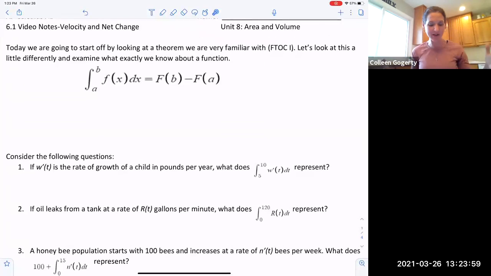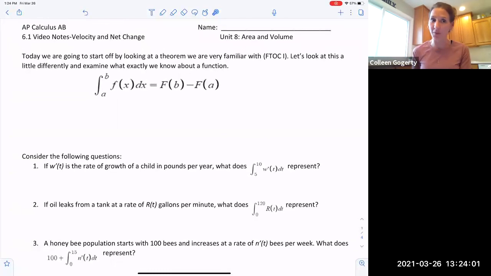Okay, so today we're going to start off by looking at a theorem that we are really familiar with, and that's the fundamental theorem of calculus, particularly part 1. Let's look at this a little differently though. We want to really focus in on what does the theorem tell us and what does it mean in a practical sense. So one of the things that we studied when it came down to the fundamental theorem of calculus part 1 is that this integral was canceling with a derivative. So notation matters, and I want you to really pay attention to something here. I've specifically chosen this format to make you think this F and these F's are not the same, okay?